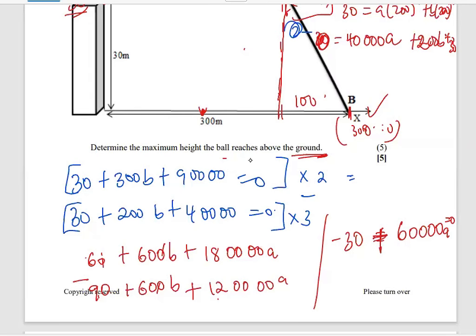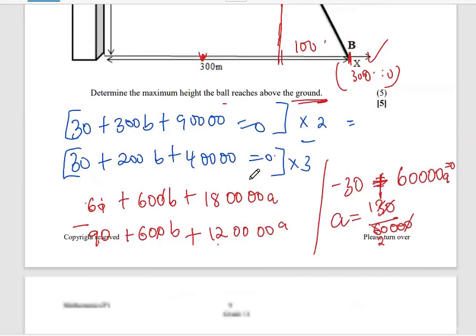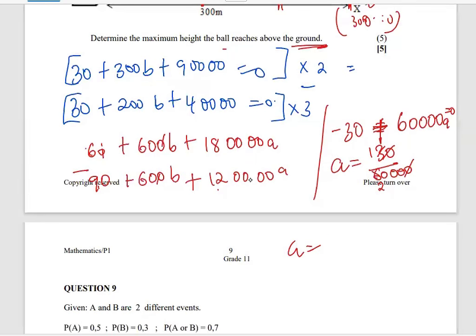Then let's move the 30 that side, meaning that A is going to be 30 over 60,000. This cancels that. By 3 is a 1. By 3 is a 2. So A becomes 1 over 2,000. And then how about B? We can just do the substitution back.